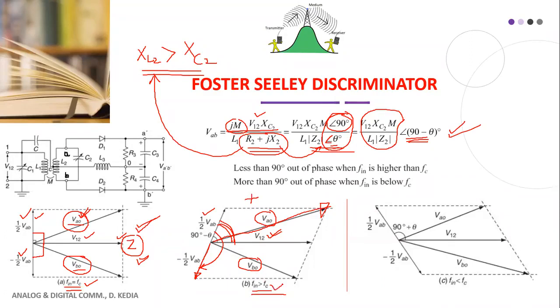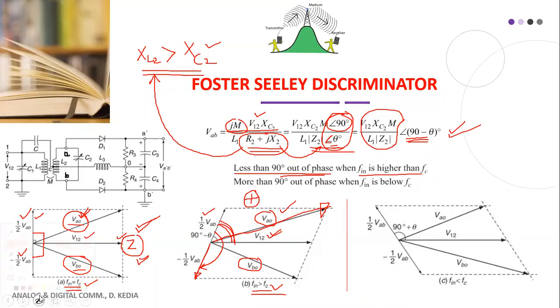So when F in is greater than FC, your VAO will be larger than VBO. Why does this happen? Because it is less than 90-degree out of phase, so graphically it gives us VAO more than VBO. It is less than 90-degree out of phase because in this case XL2 will be greater than XC2. So this is how, when F in is higher than FC, the corresponding amplitude changes and a positive value is obtained.